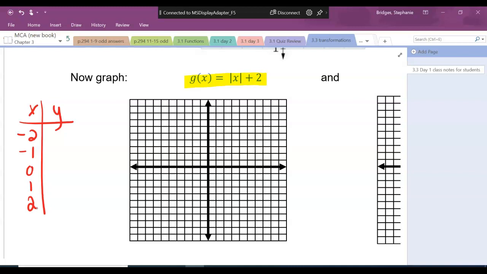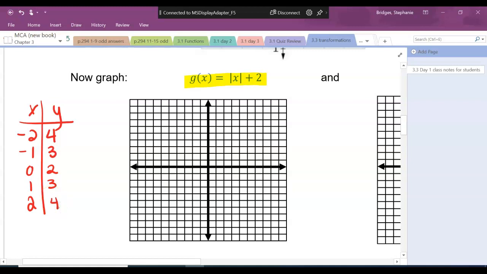So what is the absolute value of -2? 2. And then if I add 2, that gives me 4. Absolute value of -1 is 1, and adding 2 gives me 3. Absolute value of 0 is 0, plus 2 would be 2. Absolute value of 1 is 1 again, plus 2 gives me another 3. And absolute value of 2 is 2, plus 2 more gives me 4.